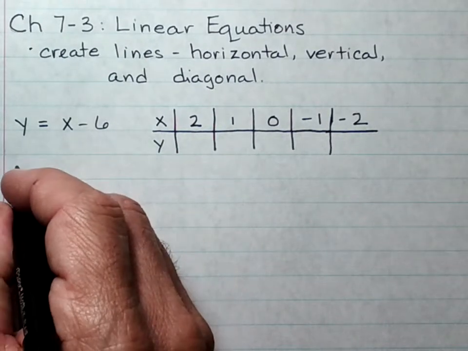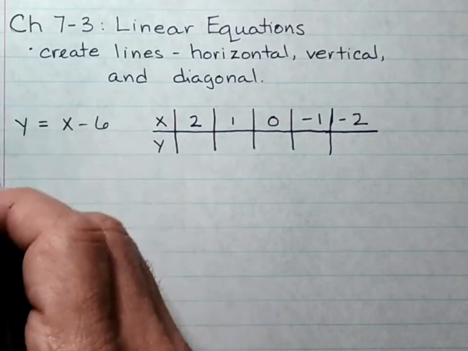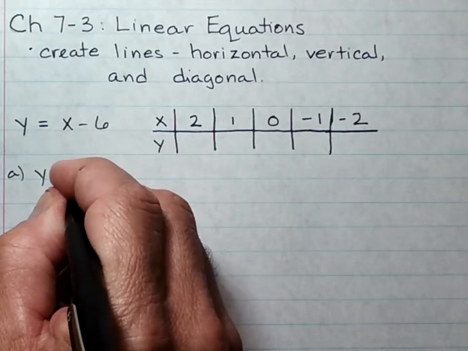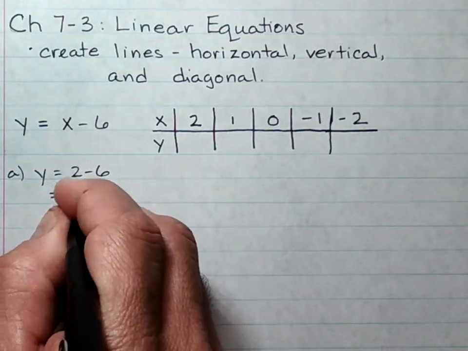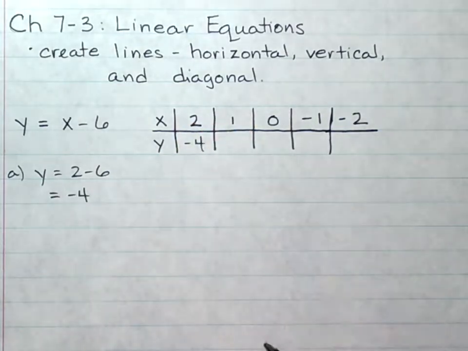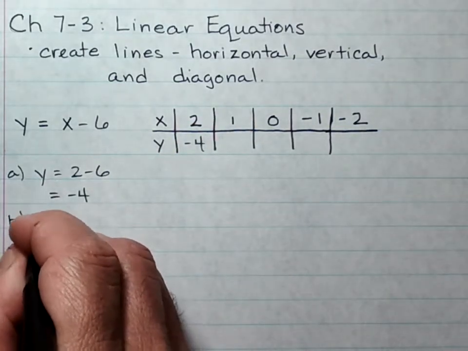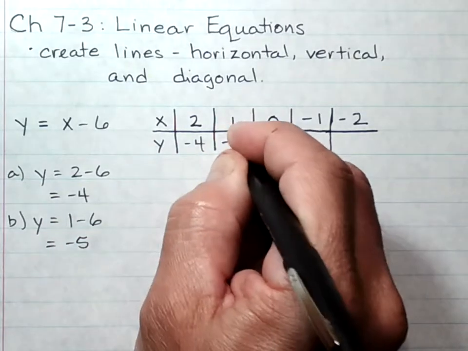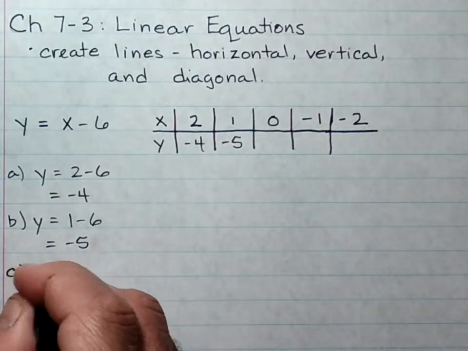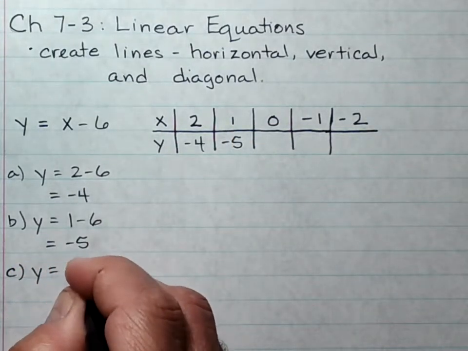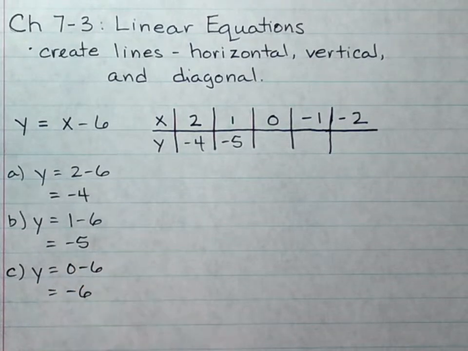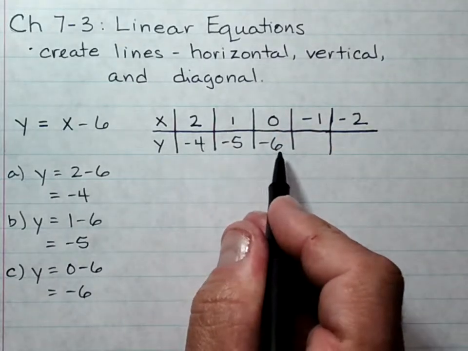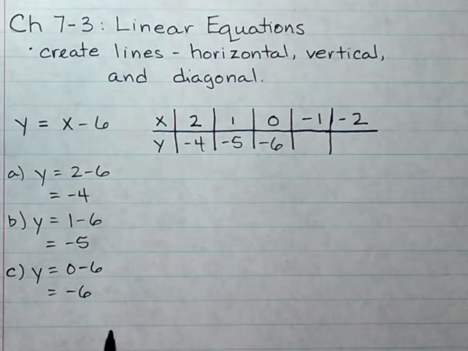So we're just going to quickly put these through the function. So y is equal to 2 minus 6. 2 minus 6 is negative 4. Y is equal to 1 minus 6. 1 minus 6 is negative 5. Y is equal to 0 minus 6. That's negative 6. You should have noticed a pattern by now in your outputs for y. Negative 4, negative 5, negative 6.